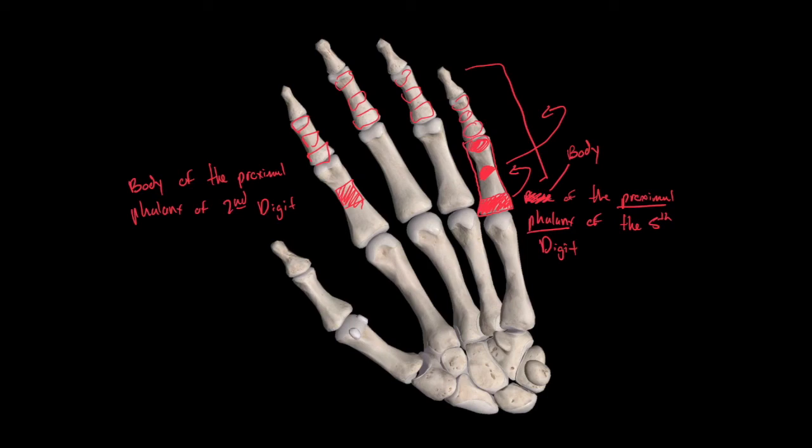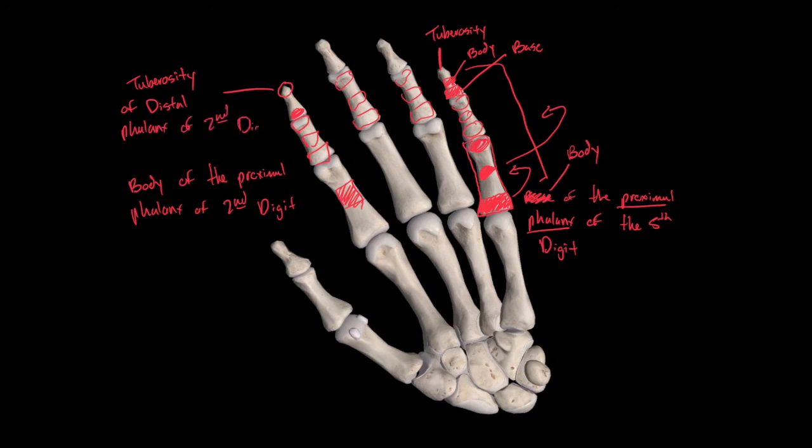Now the distal phalanges are different. They also have a base, so I'm going to go ahead and label this. They have a base, they have a body, but they don't have a head. The head, or what would be the head, is actually called a tuberosity. So, let's practice on the distal phalanx of the second digit. Right here, we have the base of the distal phalanx of the second digit. Right here, we have the tuberosity of the distal phalanx of the second digit. And that applies to all distal phalanges.